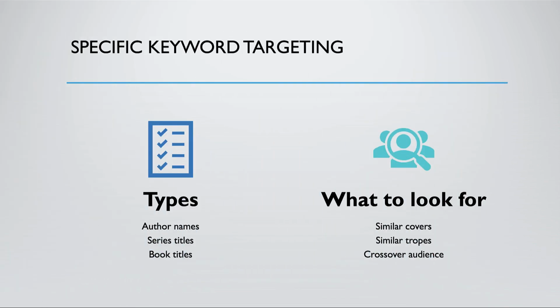Now, specific keyword targeting is when you intend what the target is. This is usually an author or a series or a book. You have an idea in mind where you want to appear and for who.